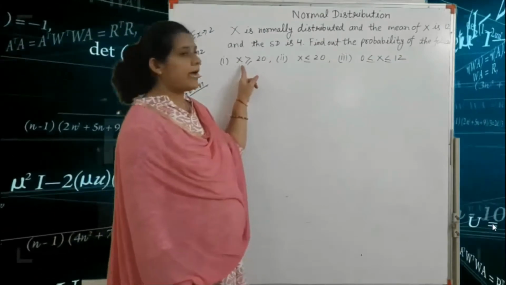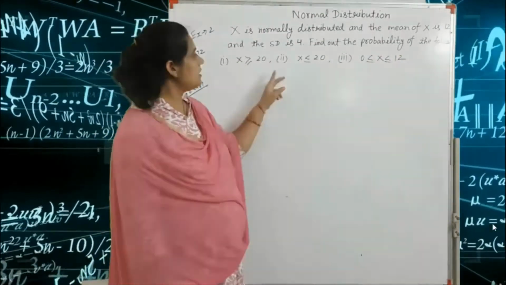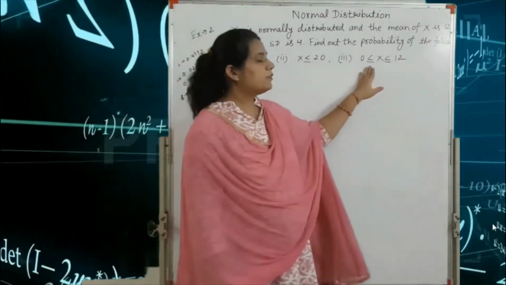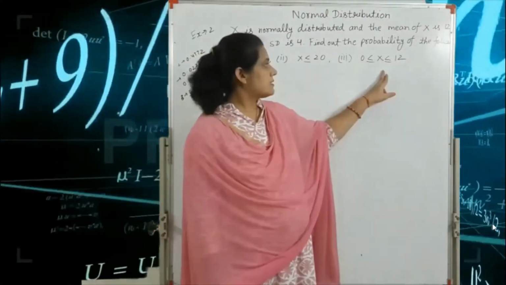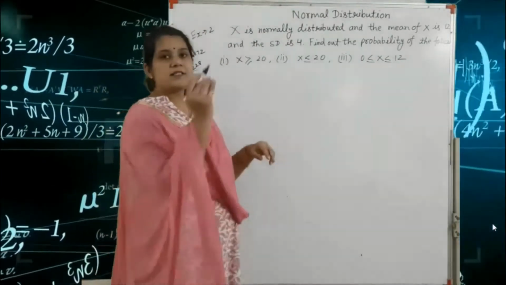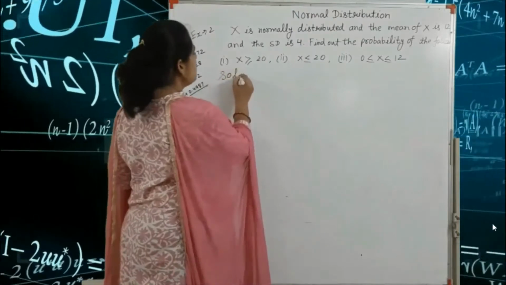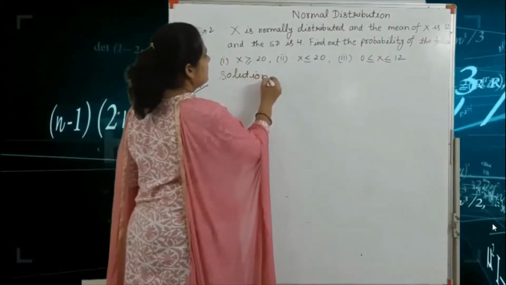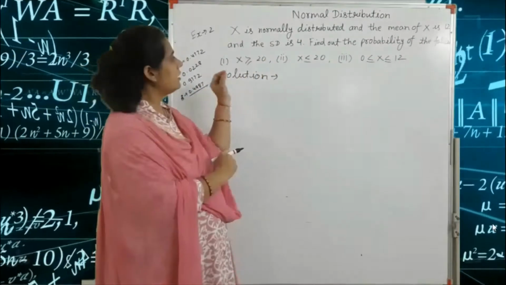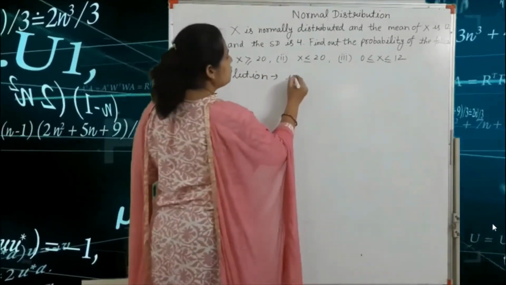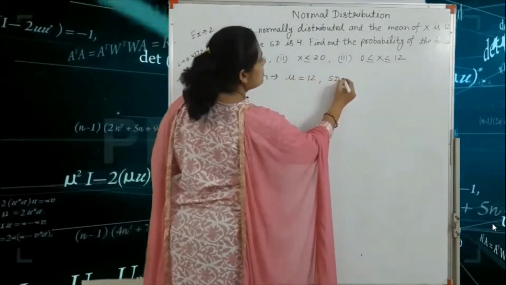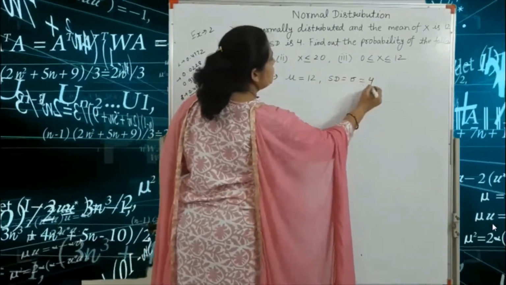Number 1, x greater than or equal to 20. Number 2, x less than or equal to 20. And the third one is 0 less than or equal to x less than or equal to 12. Okay. So first solution: the mean and standard deviation are already given in our question. So here mean is equal to 12 and standard deviation, that means sigma, is equal to 4.